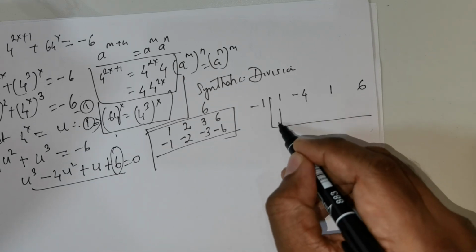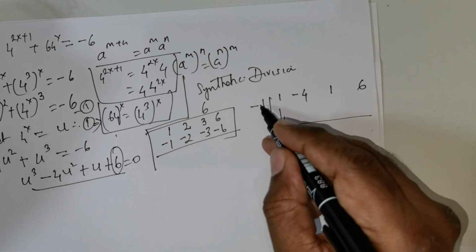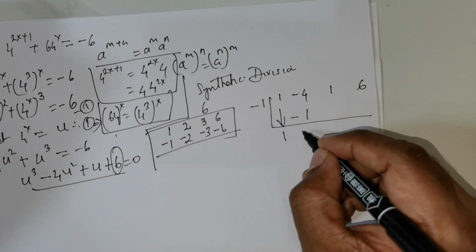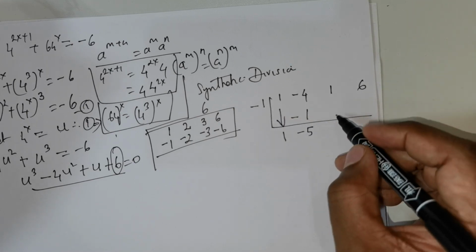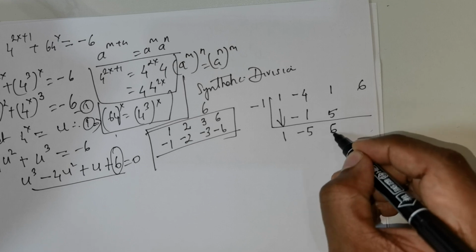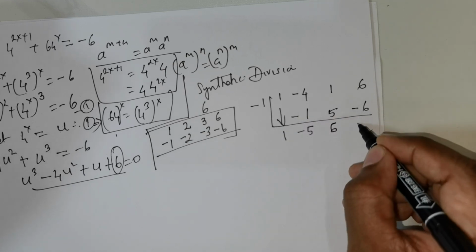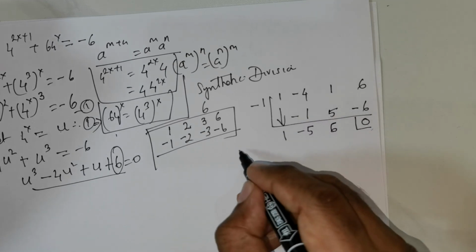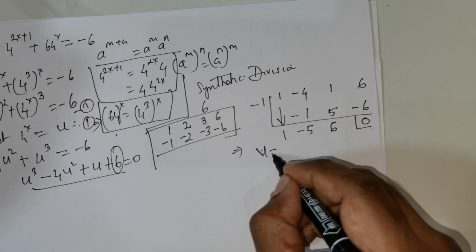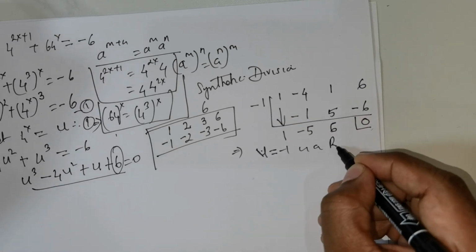Now for that, push this 1 down, you get a 1 there. So 1 times negative 1, you get negative 1. Negative 1 added with negative 4, you get negative 5. Negative 5 times negative 1 is positive 5. 5 added with 1 would give you 6. 6 times negative 1 is negative 6. So you're getting 0. So this means u equal to negative 1 is a root.